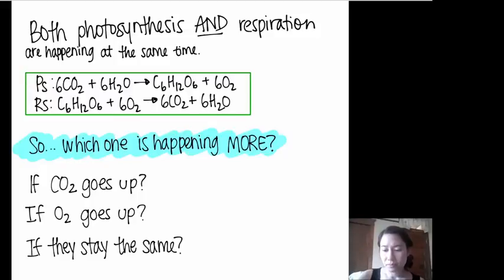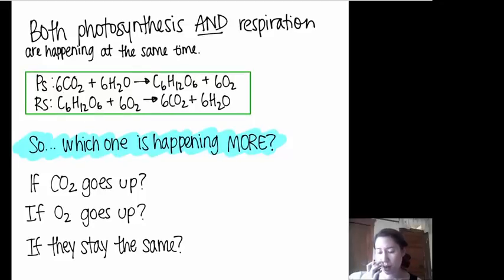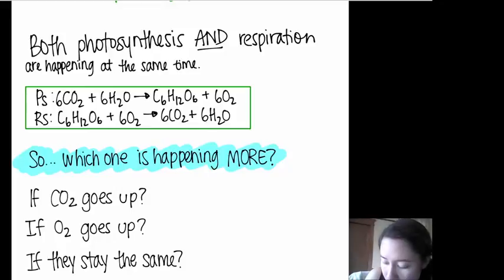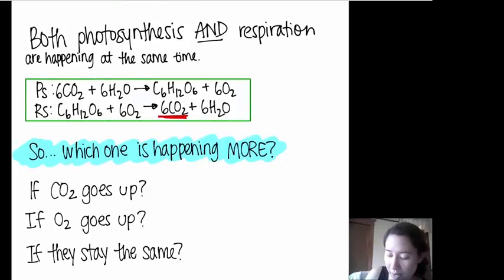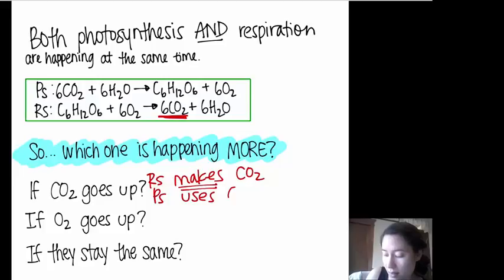So if carbon dioxide is going up, that means that it must be being produced in the jar. So produce, that's over here with my respiration. So respiration makes carbon dioxide, where we know that photosynthesis uses carbon dioxide.